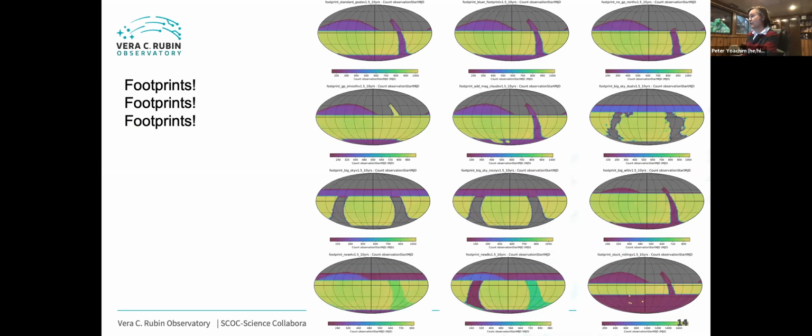What else do we have? Footprints. Swapping in footprints is very easy. So pretty much anytime someone says, I'd like a Rubin footprint that changes this way, we just run it because it's easy to drop in.